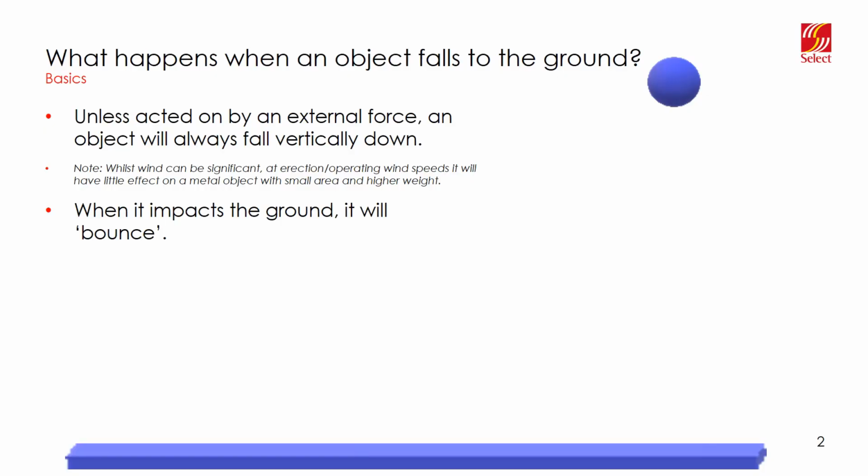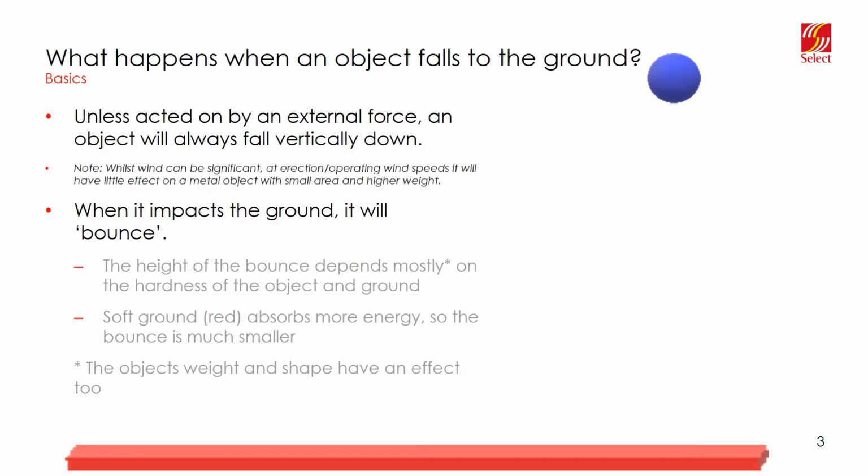So firstly, some basics. When an object is dropped, unless it's acted on by an external force, it will fall straight down. When it hits the ground, it will bounce. Now I know we're looking at the risk from height and it's often windy, but at the speeds we erect cranes, unless the object is light with a large wind area, it's unlikely to be deflected far by the wind.